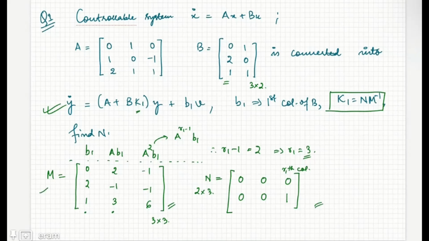So now we have M, we have N, and we can convert our system to the form (A plus B K1) y, and B1 is nothing but the first column of the B matrix. So this system can be converted into this form, and then we can design our scalar input v for this system.